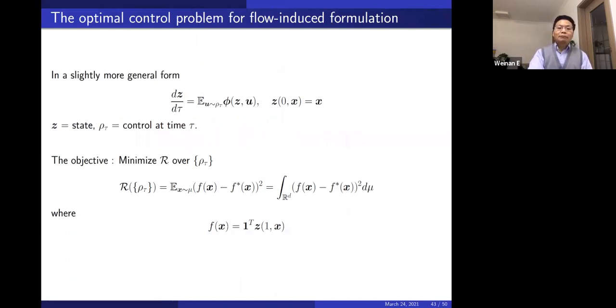Okay, let me end with a discussion about flow-induced representation. Remember this? We use a flow and then the time 1 map. Now, from the flow, we construct a trial function, and then we choose the controls, which are this one-parameter family of probability distributions, to minimize the population risk. So this is a control problem, where the controls are these one-parameter families of probability distributions.